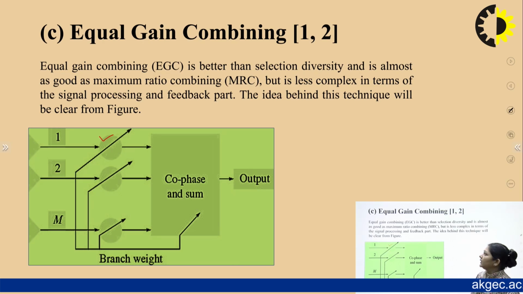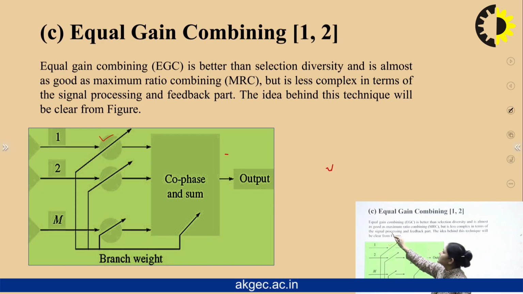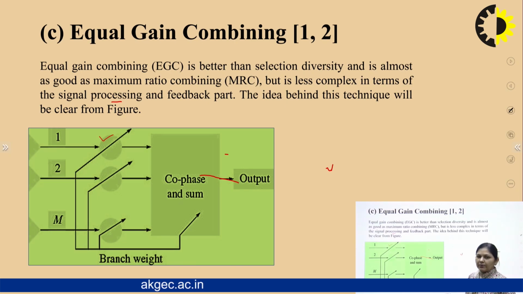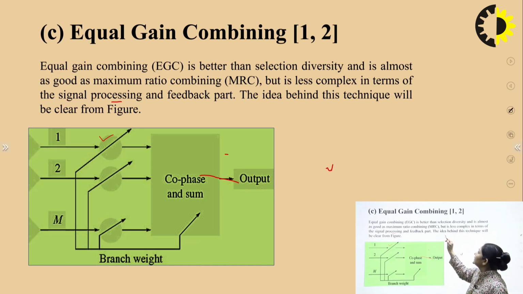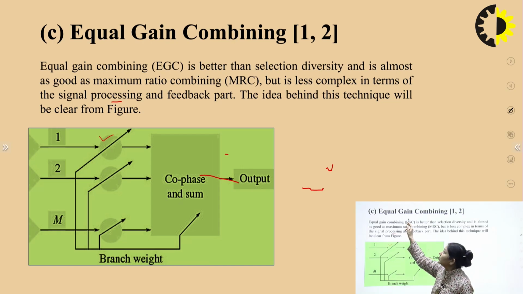Now, equal gain combining, also called EGC, is better than selection diversity and is almost as good as maximal ratio combining, which we will discuss, but is less complex in terms of signal processing and the feedback part. In the last technique, we had to use a feedback mechanism to see whether the signal is above the threshold or not. But in this case, no feedback is required. The idea behind this technique, you can see here, is equal gain combining.